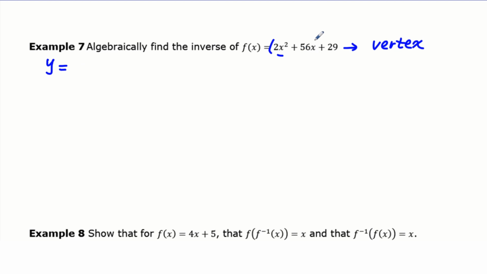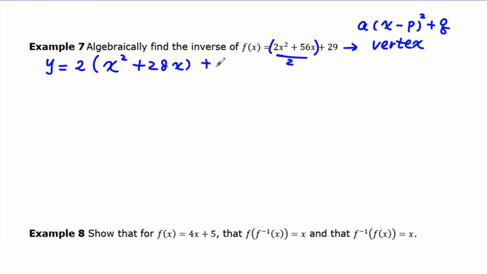We are going to group the first two terms, then take the a value out, because vertex form is a bracket x minus p bracket squared plus q. In the bracket, you have one x there, so 2 bracket. We want x squared only, so each term is divided by 2. We have x squared, then plus 28x, then plus 29. So equals 2. We could use a box method to change this one to a perfect square. So we draw a box.